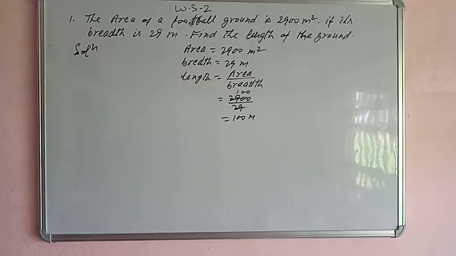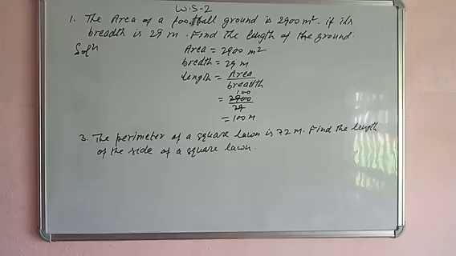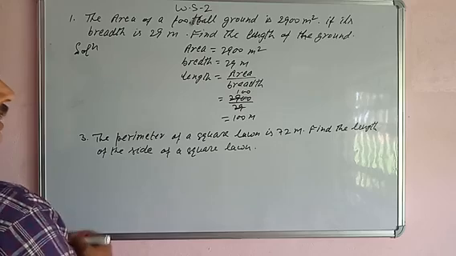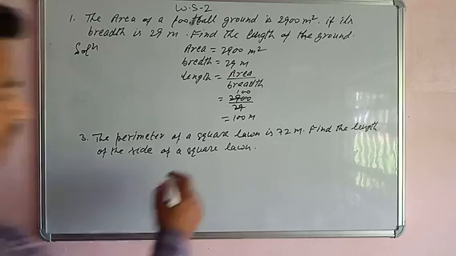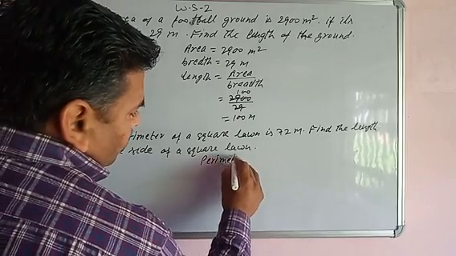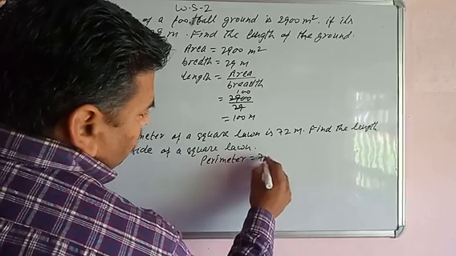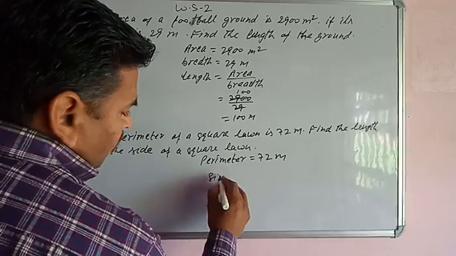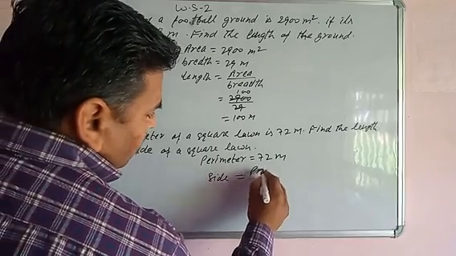So next. In this question, the perimeter of a square lawn is 72 meter. Find the length of the side of the square lawn. So in this question, the perimeter of a square is given and we are going to find the side of the square. So we know the formula of the perimeter of a square. So perimeter here is 72 meter. So we are going to find the side.